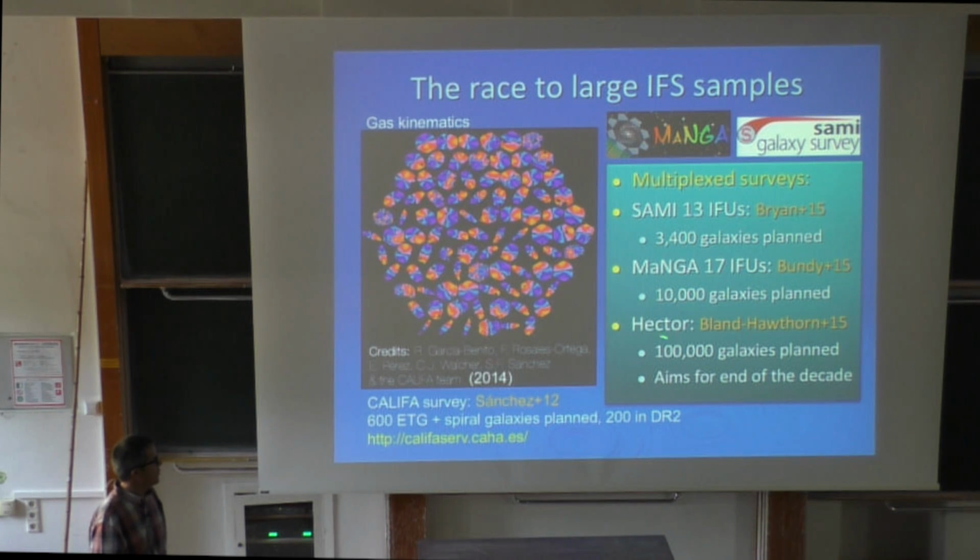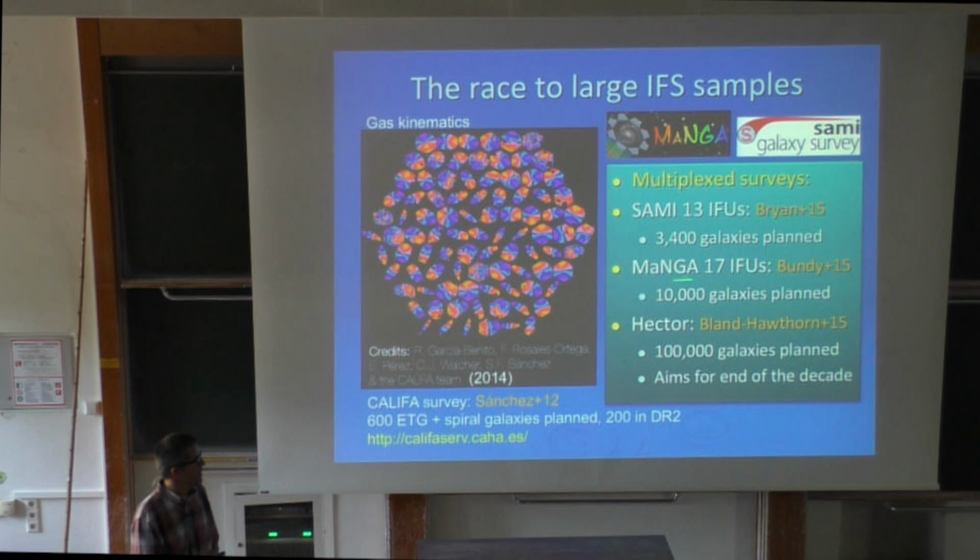And there are plans also with the Hector survey to extend this. The SAMI survey is planning to observe 3,400 galaxies, MaNGA about 10,000 galaxies, and both surveys are not just planned: about half of the sample is available to the internal collaboration in the case of MaNGA, and SAMI is more than halfway. In the future, the Hector survey is planning to extend this by another order of magnitude. This then makes it possible to uncover the relics of the galaxy formation process and to uncover galaxy shapes on a large statistical sample of galaxies.